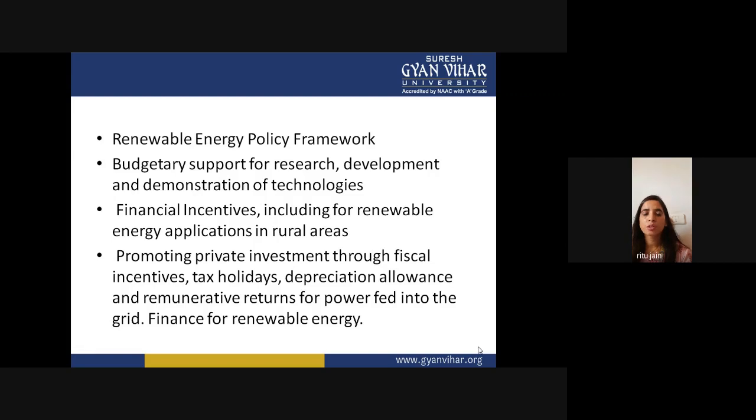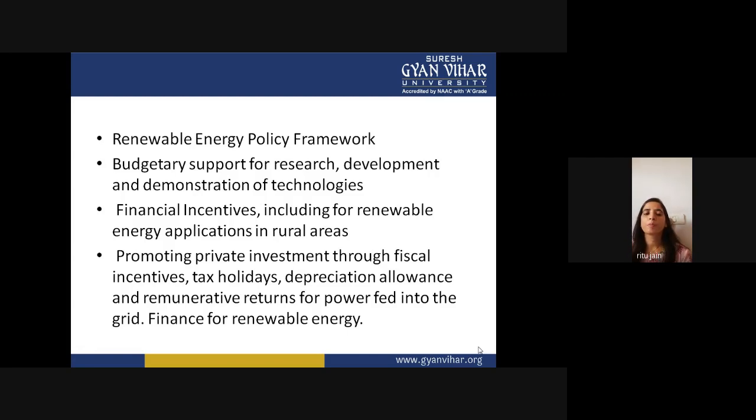The government must support research and development and demonstration of technologies, so people get motivated and people will work in this field, that is, renewable energy sources. There must be some financial incentives, including for renewable energy applications in rural areas. And we must promote private investment through fiscal incentives and tax holidays, depreciation allowance, and remuneration return for power fed into the grid.